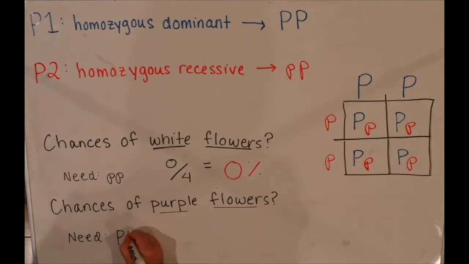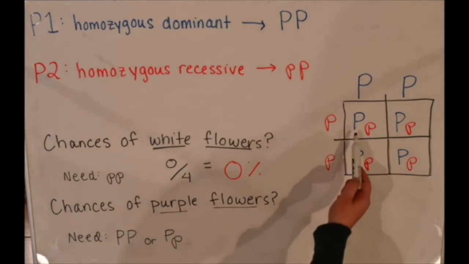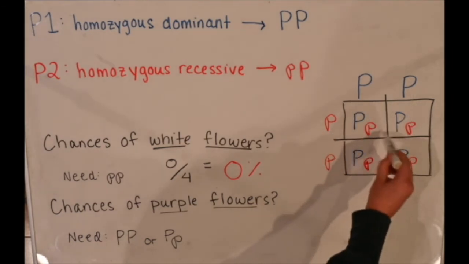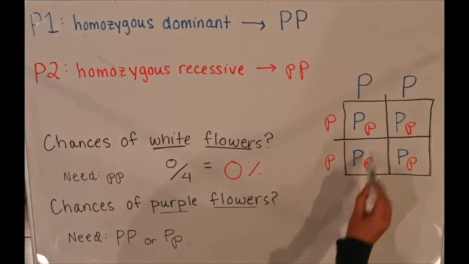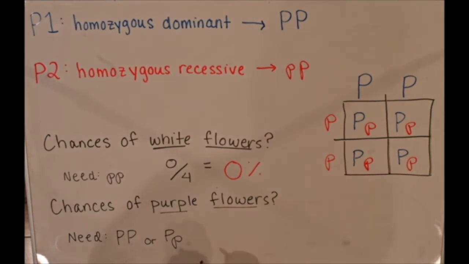Question 1b asks what are the chances of purple flowers, and to have an offspring with purple flowers we know we need either a homozygous dominant genotype or a heterozygous genotype, just anything that has a dominant allele that will overpower and give us that purple color. If we look at the Punnett square, we see actually all 4 genotypes in the Punnett square are heterozygous. So we've got 4 successes out of 4 possible genotypes, which gives us a 100% chance of the offspring having purple flowers.